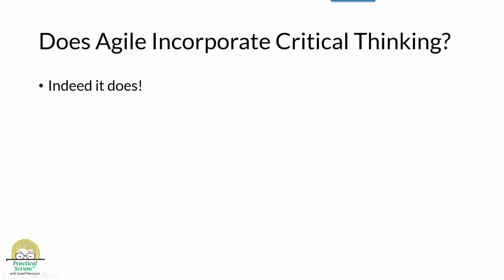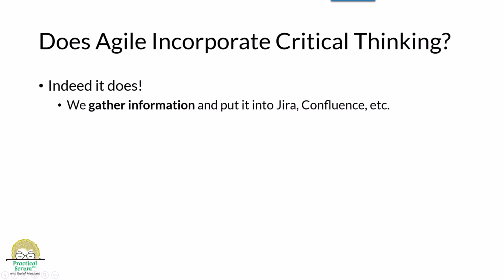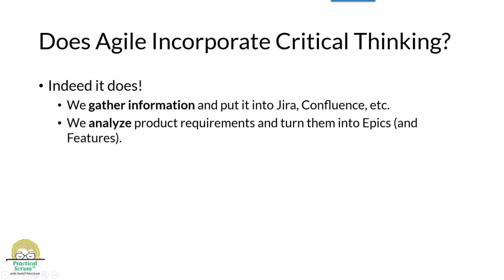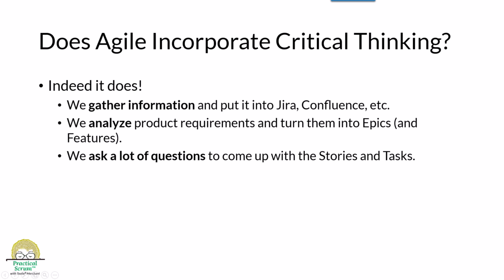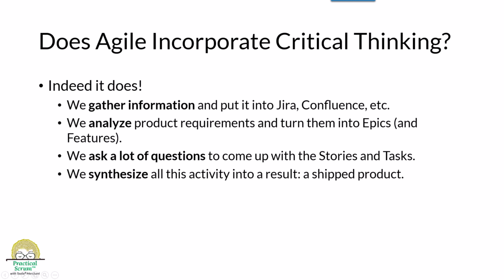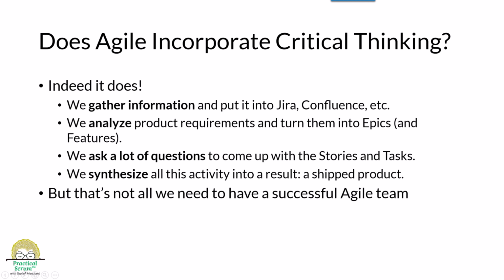Indeed it does. We gather information and put it into Jira, Confluence, and so on. We analyze product requirements and turn them into epics and features. We ask a lot of questions to come up with the stories and tasks. And we synthesize all this activity into a result, a shipped product. But that's not all we need to have a successful Agile team.